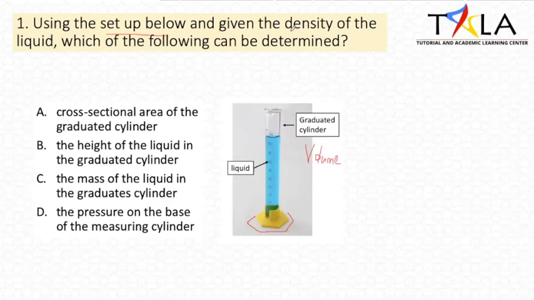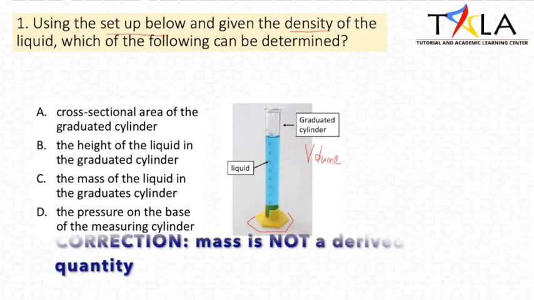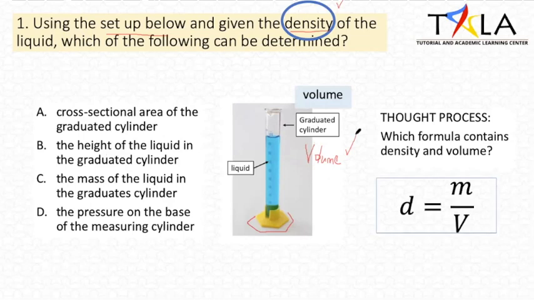And then we are also given the density. Ano kayang derived quantity ang makukuha natin if we have the density and we have the volume as well? Mass po. So we can calculate for the mass. Diba, we have density, we have volume, and therefore we can calculate the mass using this density formula. Alright. So I hope that's clear.